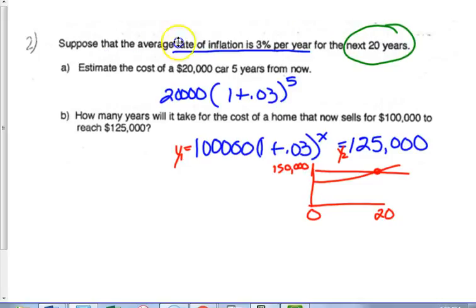On number 2, I have it set up here because this always confuses everybody. It says suppose the average rate of inflation is 3% per year for the next 20 years. That just means the formula only works for 20 years. It's not part of the question, okay? So estimate the cost of a $20,000 car 5 years from now. So it's going to grow 3% for 5 years. That's all I got to do. But then it says how long until it hits, for how many years will it take for a home that sells for 100,000 to reach 125,000?